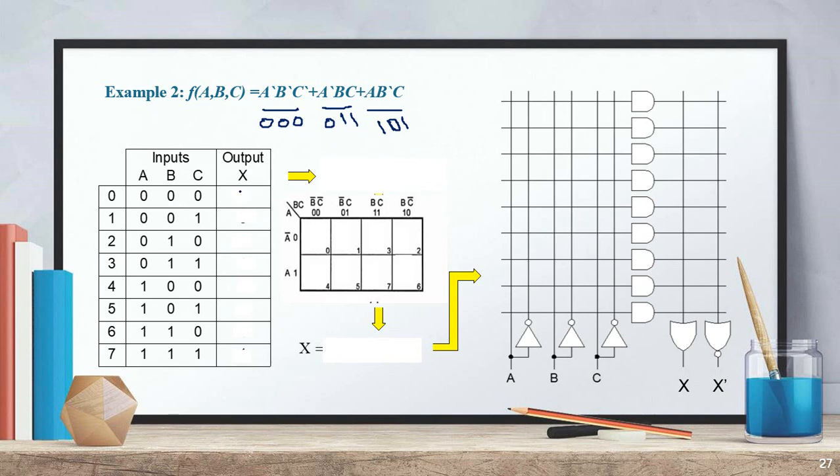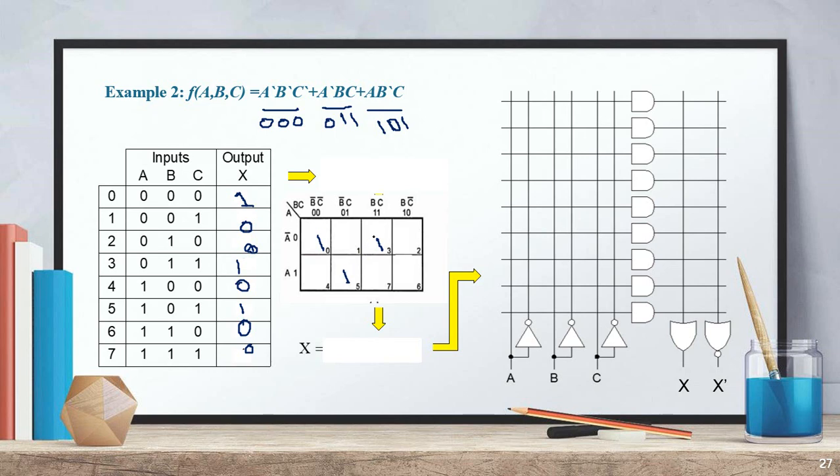So 0, 0, 0 means the first case, it is 1. Next 0, 1, 1 means 3, it is 1. 1, 0, 1 means 5, it is 1. All the other cases simply fill zeros. Now draw the KMAP wherever 1 is present. 0, 0, 0 means 0, so draw here. 0, 1, 1 means 3, draw here. 1, 0, 1 means 5, draw here.